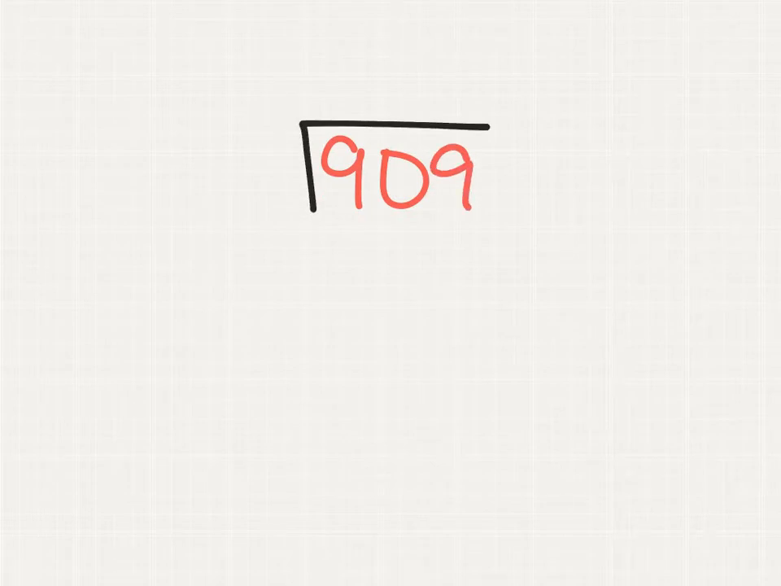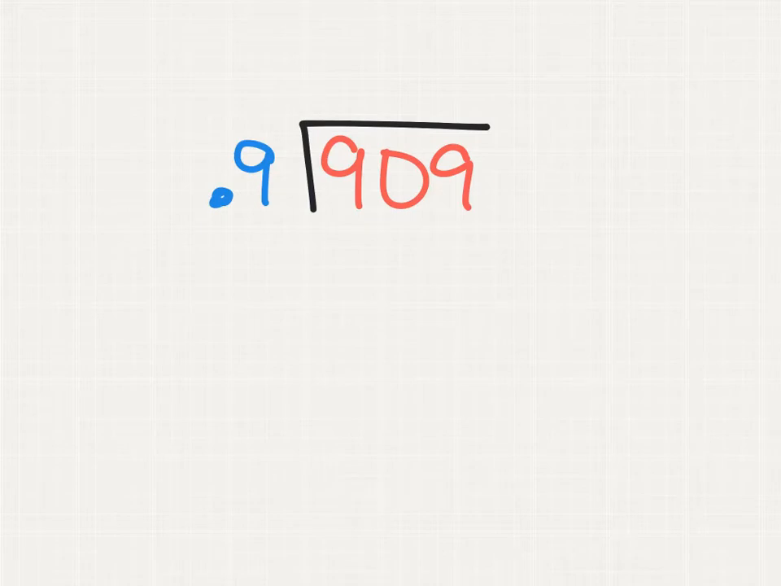So now what if my dividend was 909 and my divisor was 0.9 or 9/10? Earlier I said if you had a decimal only in your dividend, you would simply push the decimal to the top of the house and divide as normal. And that remains true. However, if you have a decimal in your divisor, you've got work to do before you can divide. We will never divide where there's a decimal in the divisor.